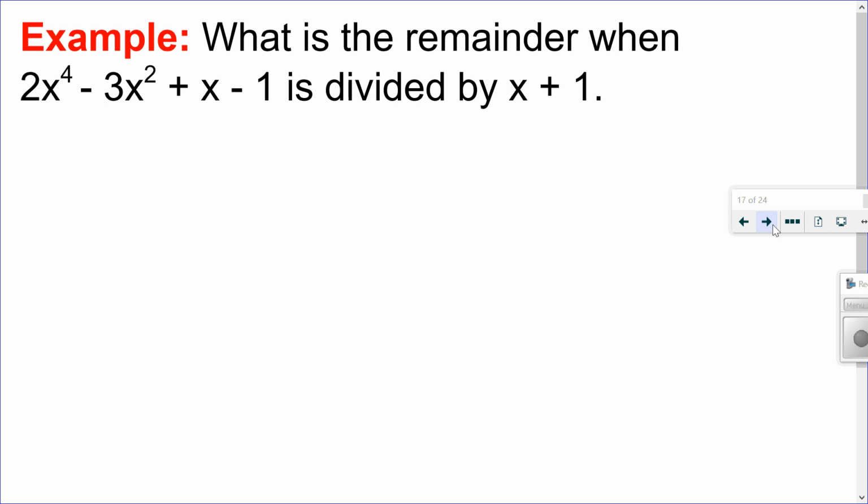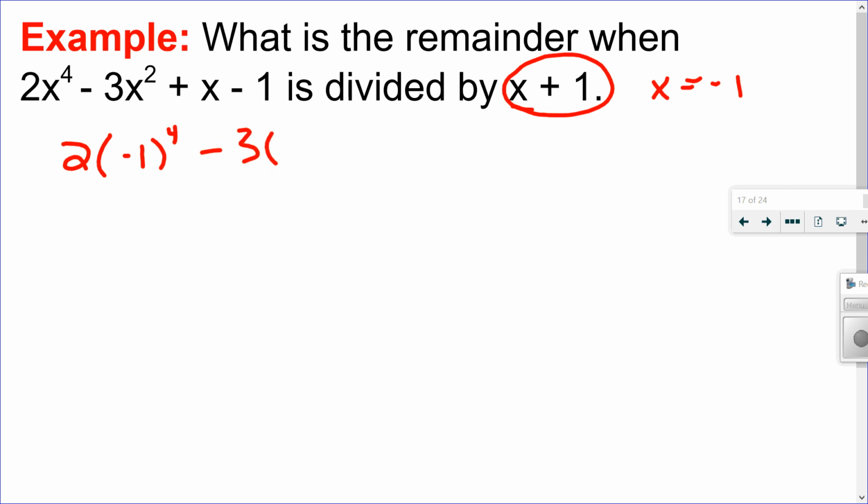Let's look at this one. So I'm going to look at the remainder when it's divided by x plus 1. So this is the factor, which means x equal to negative 1 is the root. So I'm going to substitute that in here. So 2 times (negative 1) to the 4 minus 3 times (negative 1) squared plus (negative 1) minus 1. Notice I'm using brackets for all of my substitutions.